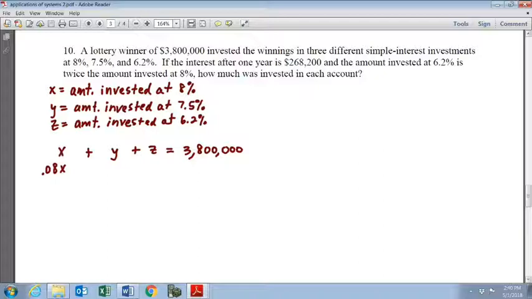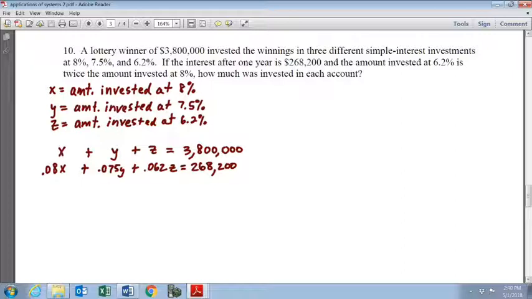The interest that we're going to earn on the second account is 0.075Y. Notice to change to decimal form, we're just moving that decimal 2 to the left. And then for Z, it's going to be 0.062Z. So that's the interest earned on the amount in that account. And the total interest earned is $268,200. And again, that's how much you're getting each year.